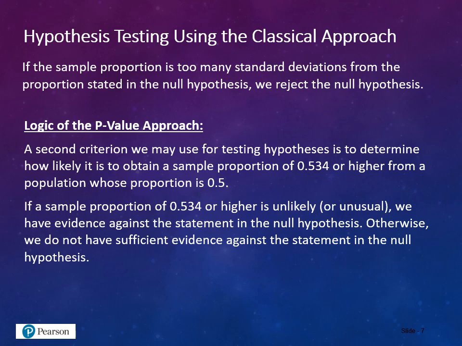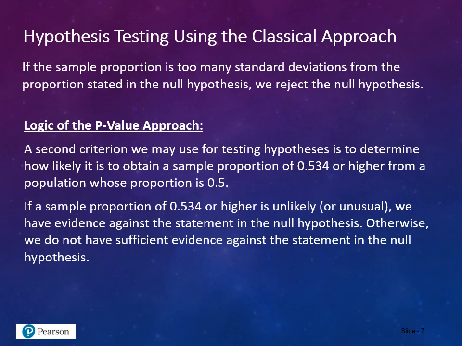A second criterion we may use for testing is to determine how likely it is to obtain a sample proportion of 0.534 or higher from a population whose proportion is 0.5. If a sample proportion of 0.534 or higher is unlikely or unusual, we have evidence against the statement in the null hypothesis.